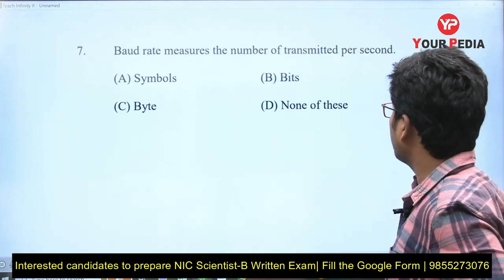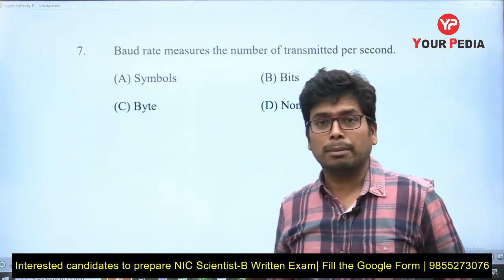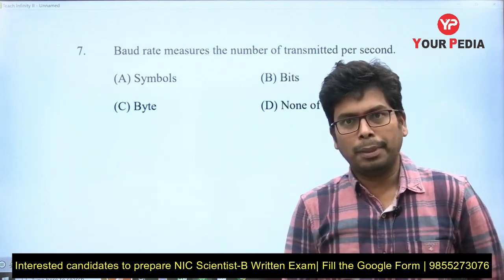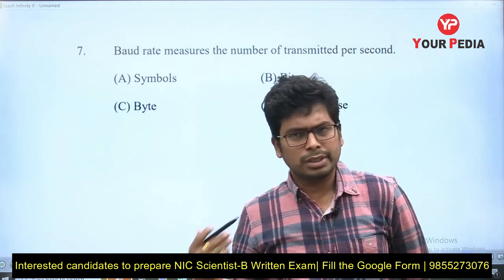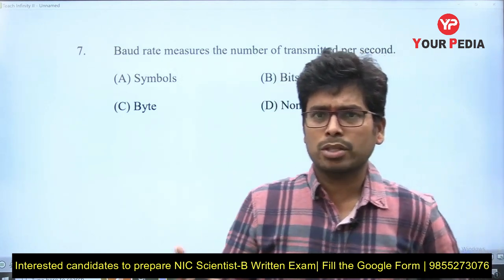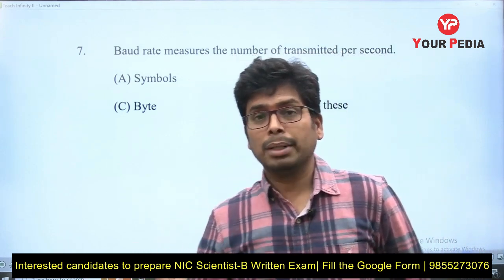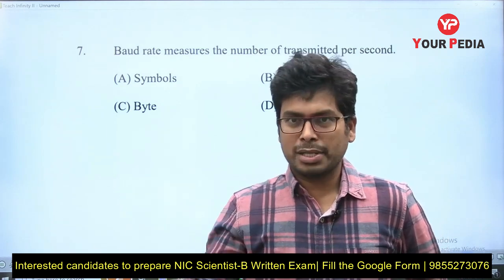baud rate. It measures the number transmitted per second, whether it is symbols or bytes or bits. Generally we know about bit rate, right? So Mbps means megabits per second. Per second, how many bits it is transferring, whether it is 10 Mbps, 20 Mbps, 40 Mbps. But baud rate completely deals with bytes. Okay, so that is bits per second.